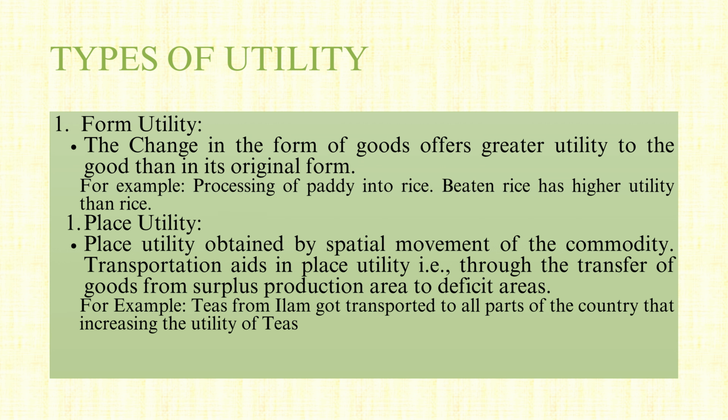Now, let's explore the different types of utility. First, there's form utility. This happens when the form of a good is changed to make it more useful. For example, processing paddy into rice. The rice is more directly usable than paddy, so it has higher utility. Another example is turning milk into cheese.